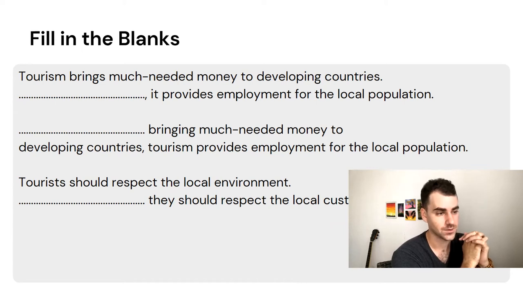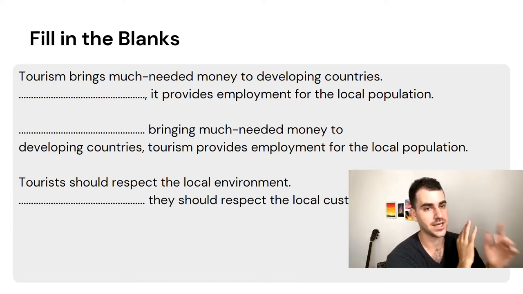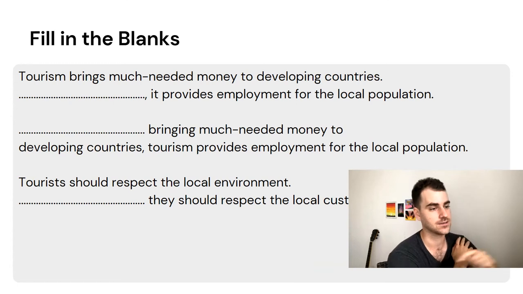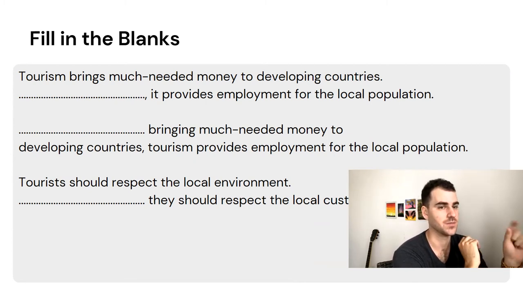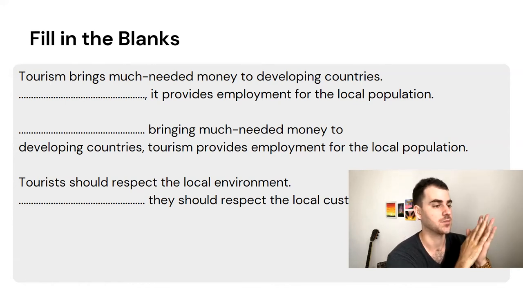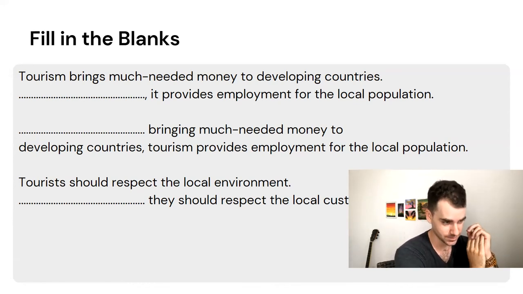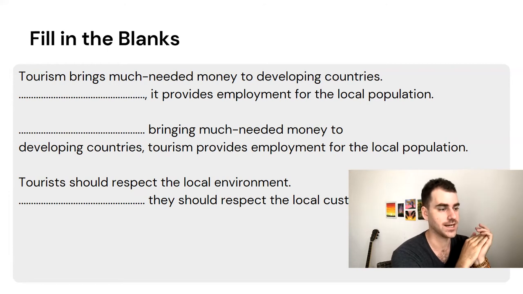Okay, so the next one. The blank is at the beginning of the sentence, so that limits our options. We can't use and here. We can't use also. Those words are usually in the middle of a sentence. So what we're gonna do is use besides, okay? Besides bringing much needed money to developing countries, tourism provides employment for the local population.